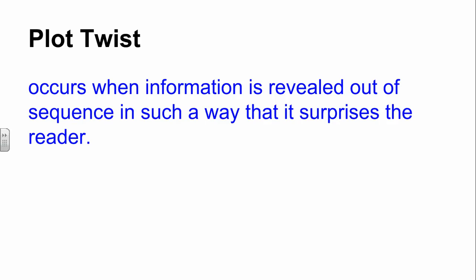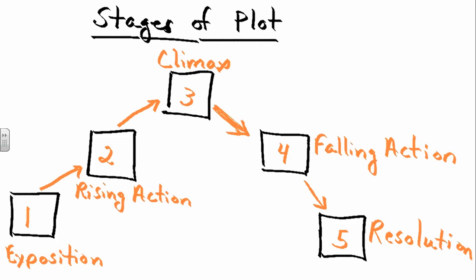Now, a plot twist happens when information is revealed out of sequence in such a way that it surprises the reader. And The Necklace is one of those stories that has a plot twist. All right, so our stages of plot, we have first the exposition, then the rising action, then climax, then falling action, and then resolution. And they occur in that order.